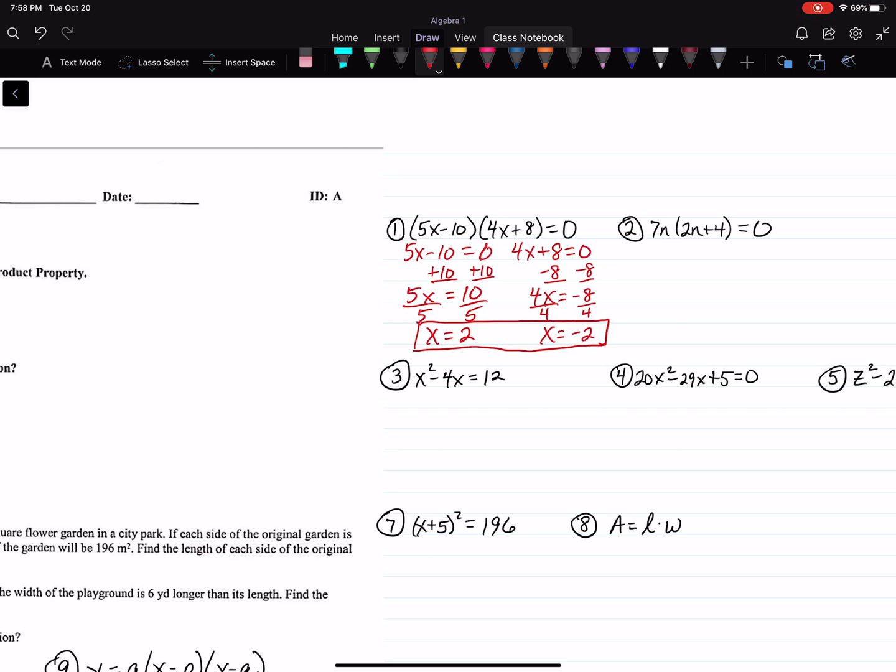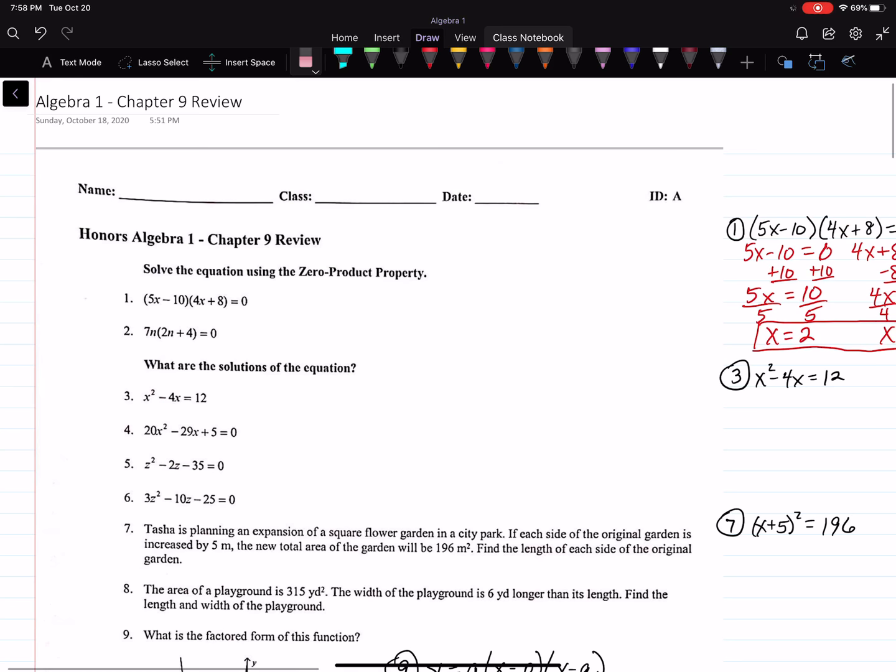Okay, number 2 is the same thing. Set your factors equal to 0 and solve. So 7n equals 0, 2n plus 4 equals 0. So divide by 7, divide by 7. N will equal 0. Here we got a little more work to do. Subtract 4 from both sides. We get 2n equals negative 4. Divide by 2. N equals negative 2. So n equals 0 and n equals negative 2.